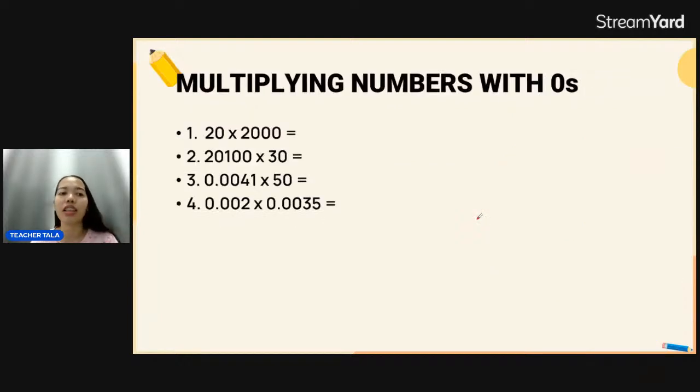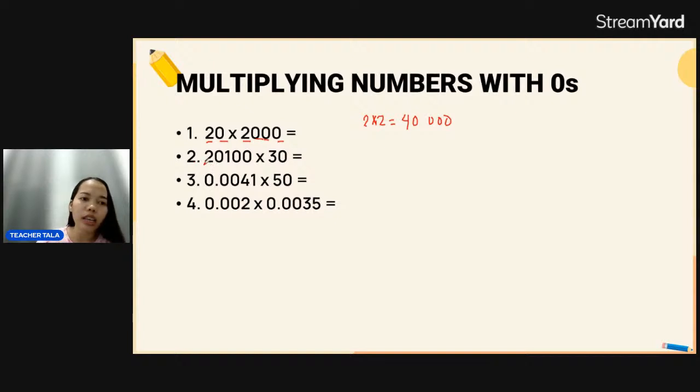So what do we do again? We just multiply the natural numbers. So no zeros yet. Okay? So 2 times 2 equals 4, right? Now, how many zeros? 1, 2, 3, 4. So four. So that will be 40,000. Next, you might say, teacher, you don't apply or multiply the zero at the same time. It's last.